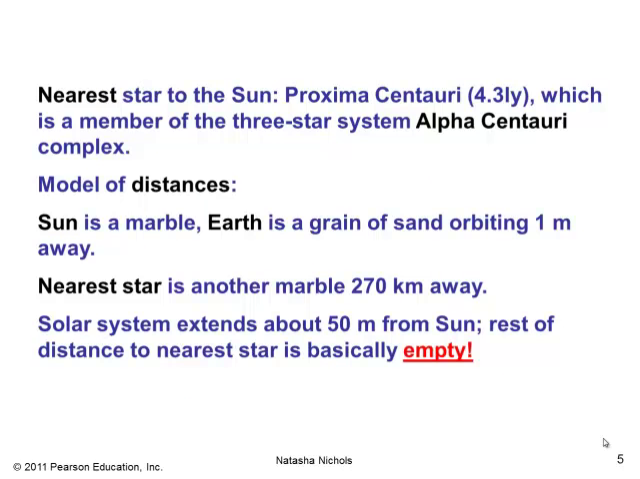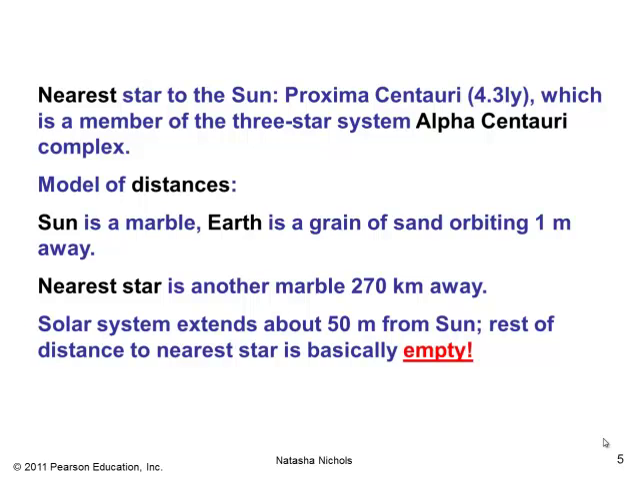Again, Proxima Centauri or Alpha Centauri is the closest star to us and is part of a 3-star system. Just to give you an idea of how distances are related to something that we can comprehend rather than just 4.3 light years, if we pretend that the sun has the size of a marble, then Earth in relation to that would be a grain of sand that's orbiting a meter away. A meter is a little bit over 3 feet.